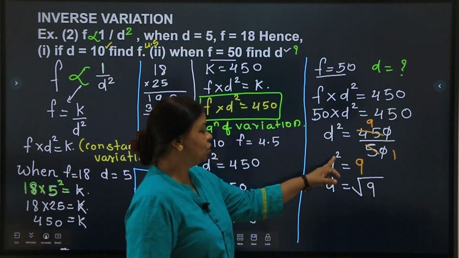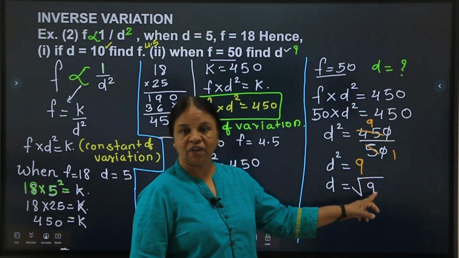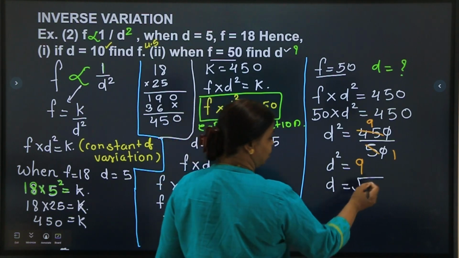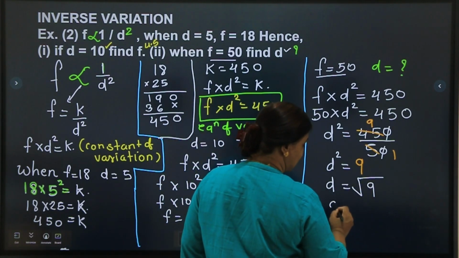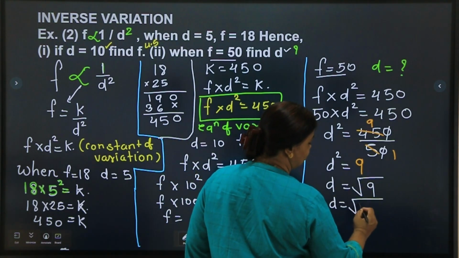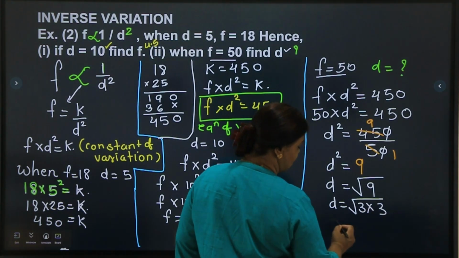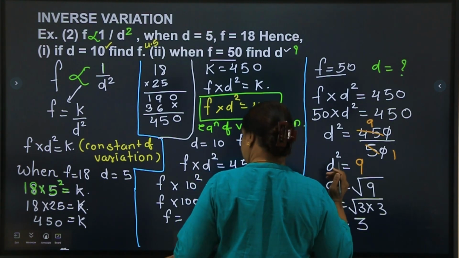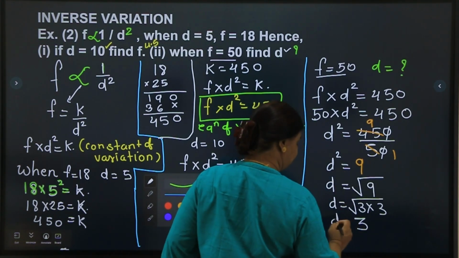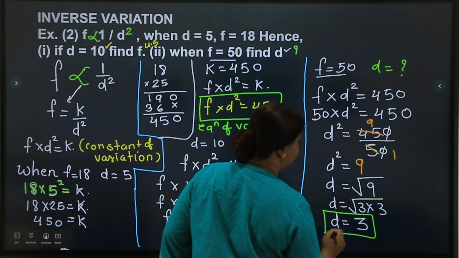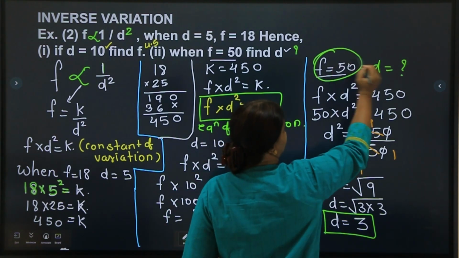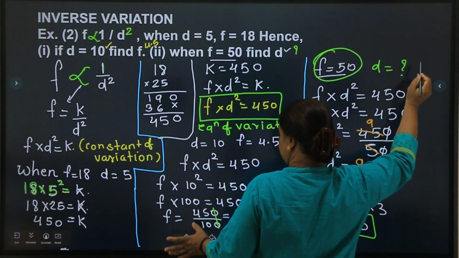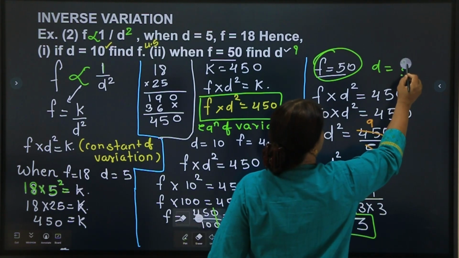See, when you remove the square on this side, you put the root on the other side. So D is equal to under root 9, which is under the root 3 into 3. 3 is two times, therefore it will come out of the root, and the D value we got is 3. So when F is 50, D is equal to 3.